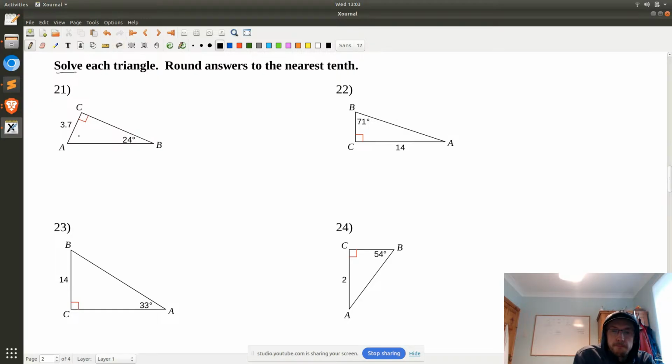Okay, so finding the missing angle is pretty simple. It's just 180 take away these two added together. So 114, which will be 66. And you can just do that for all of them very quickly. 19 degrees, 57, 36.